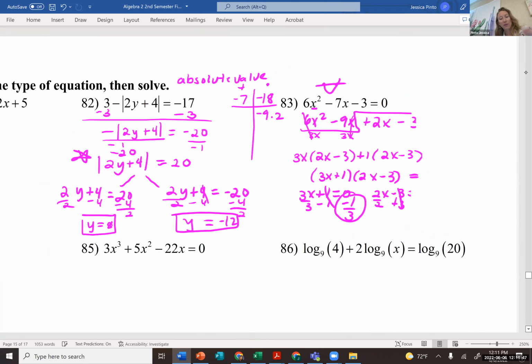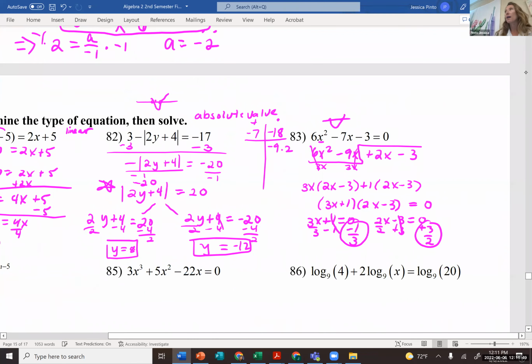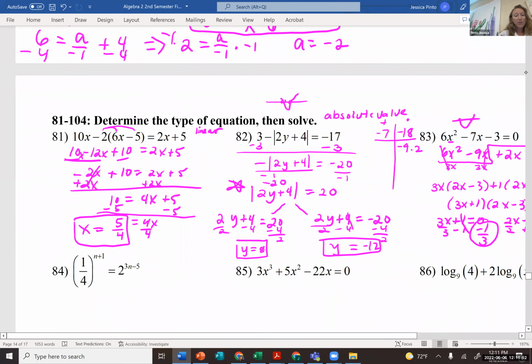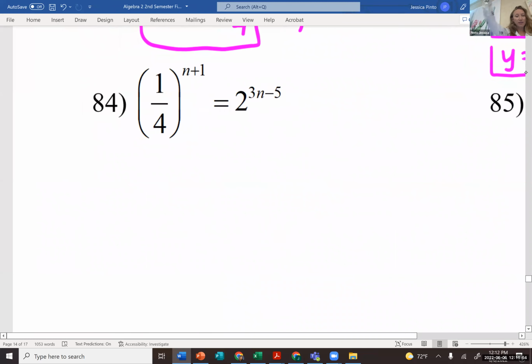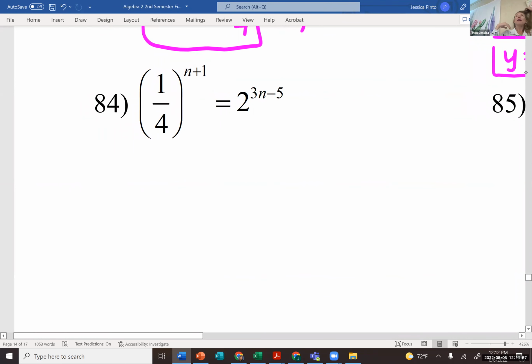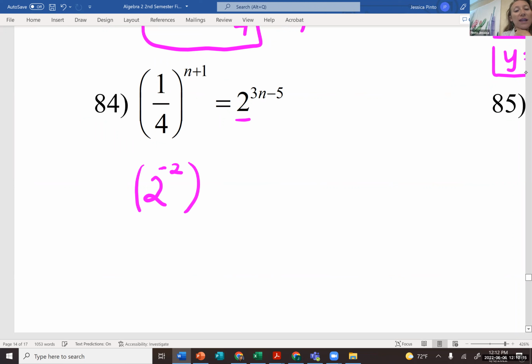All right, cool. We're doing great. We've got enough time for one more problem, and it'll be 84. 84, we see that we want to be able to write these with a common base. Seeing that 2 is smaller than 4, we're going to want to write 1/4 with 2 as the base. So that's going to be 2. And I know it's 2 to the second power that makes 4. So to make it into a fraction, it was -2. Then I have n plus 1. That's going to equal 2 to the 3n minus 5 power.